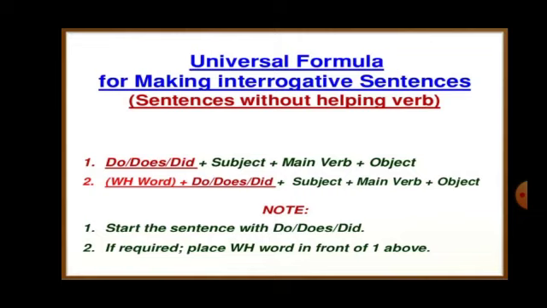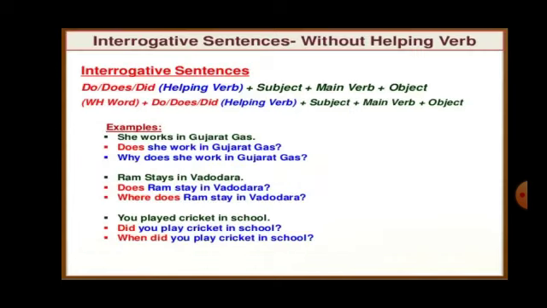Universal formula for making an interrogative sentence without a helping verb. When there is no helping verb, what will we do? Same as what we have done in negative sentences, we will add do, does, did to subject plus main verb plus object. It starts the sentence with do, does, did. Do, does, did, that is helping verb plus subject plus main verb plus object.